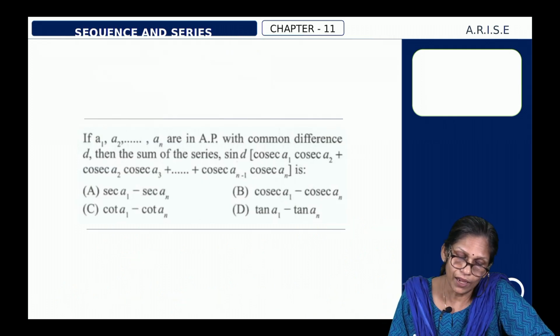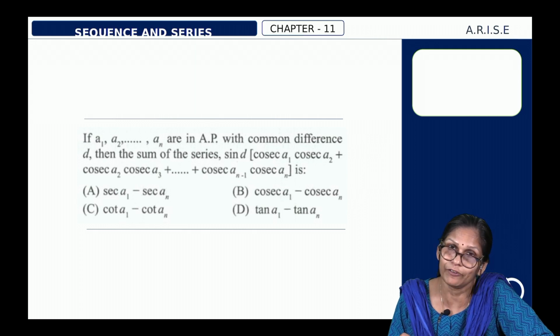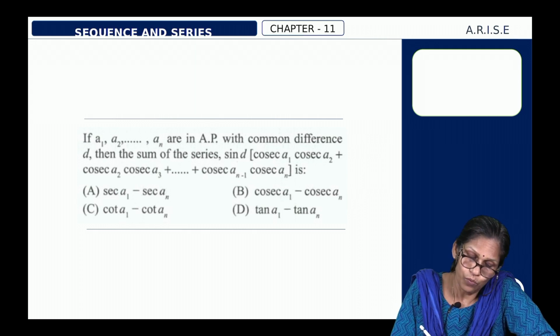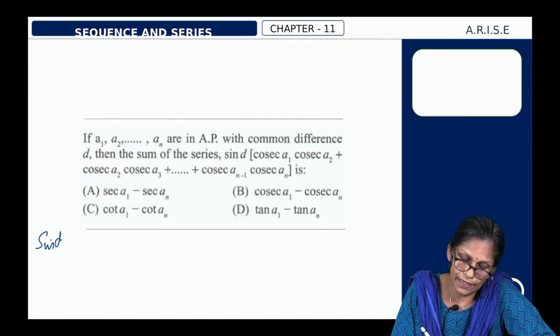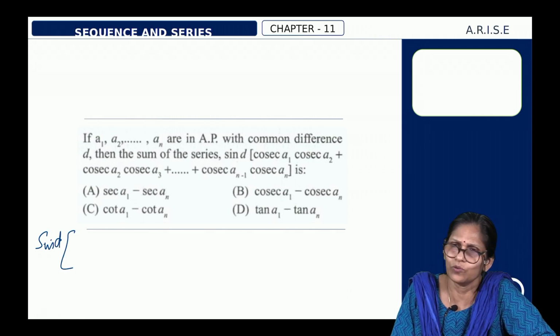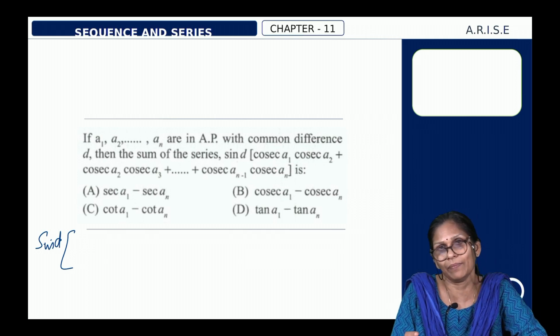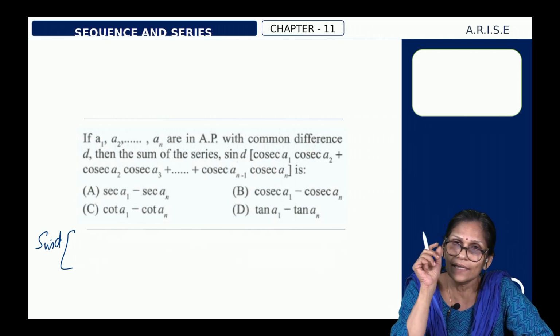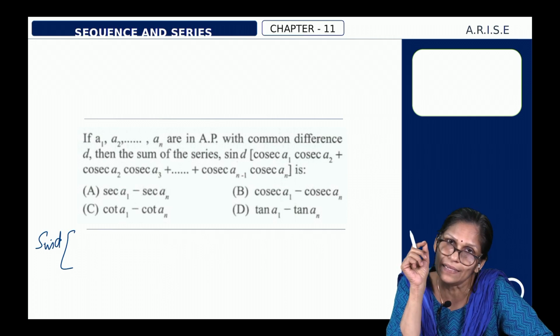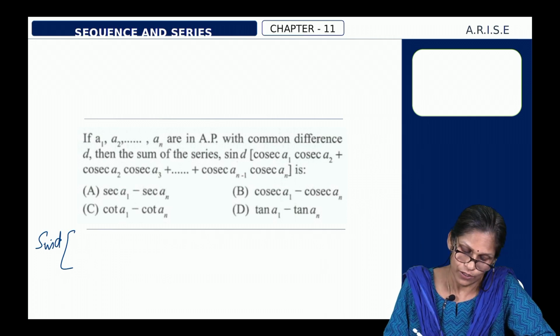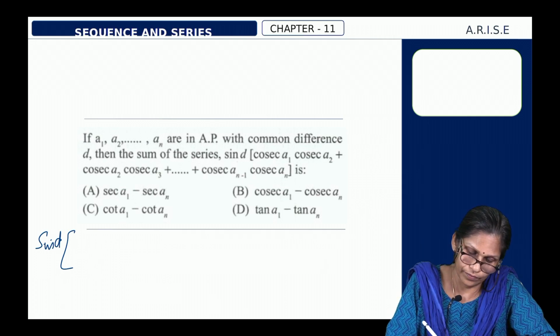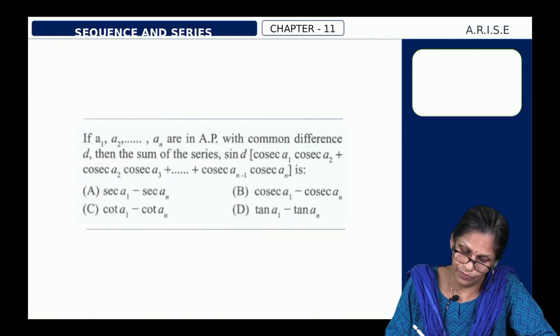Now, if A1, A2, ..., AN are in AP with common difference D, what is sin D into cosec A1 cosec A2 minus cosec A2 cosec A3 and so on, up to cosec A(n-1) cosec An? So, what I will do is I will just take the first term and see how best I can simplify it. So, what is that first term within the bracket?